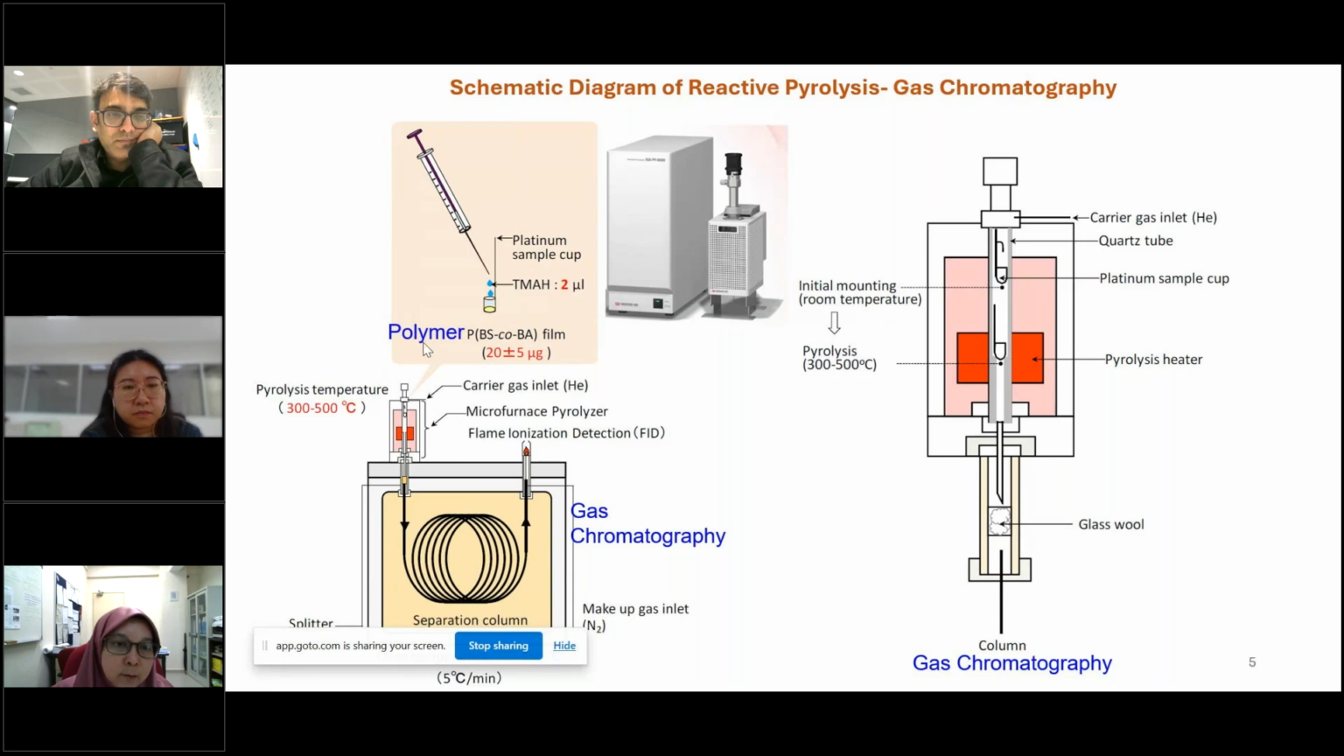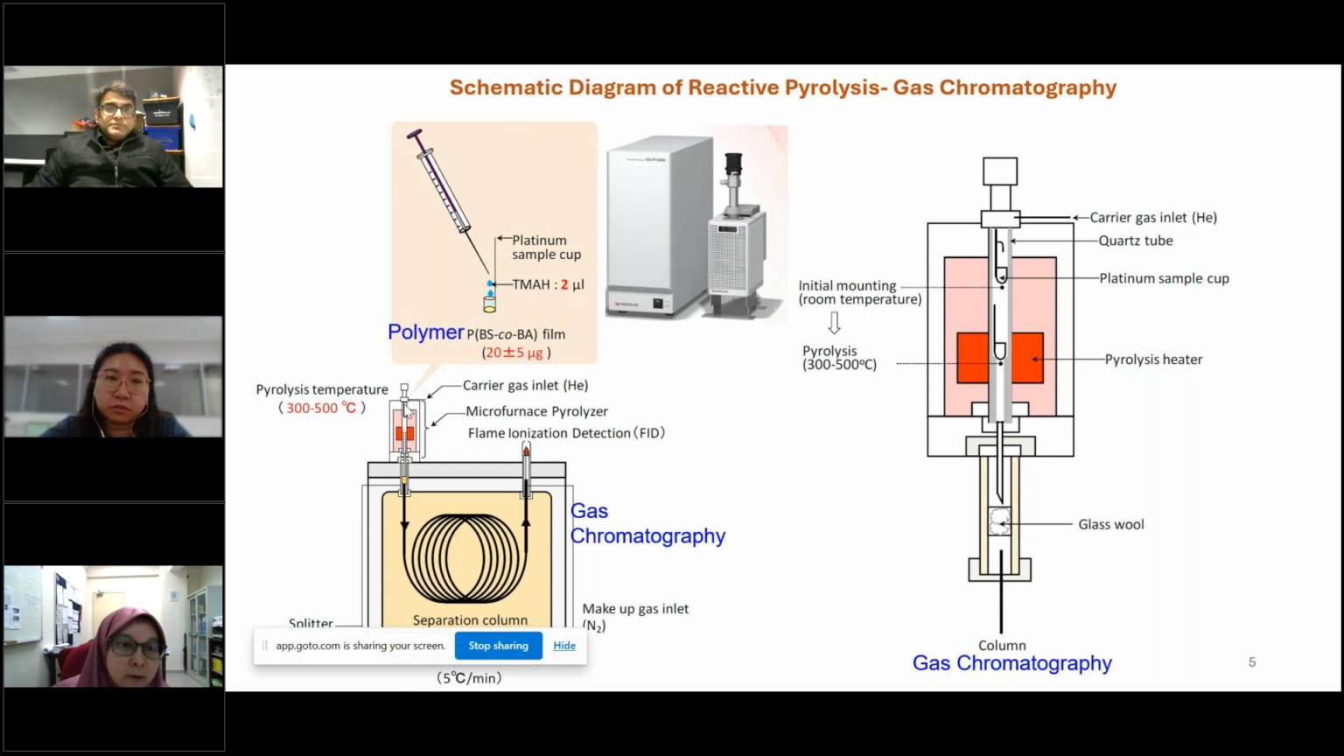In this case, I will be using polymer and the addition of tetramethylammonium hydroxide. We use 2 microliters; this is the optimized condition. We put it inside this small platinum cup together with the polymer sample.